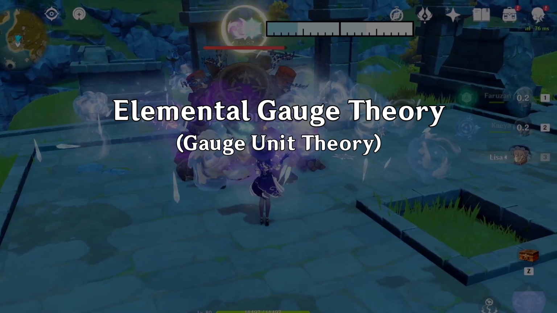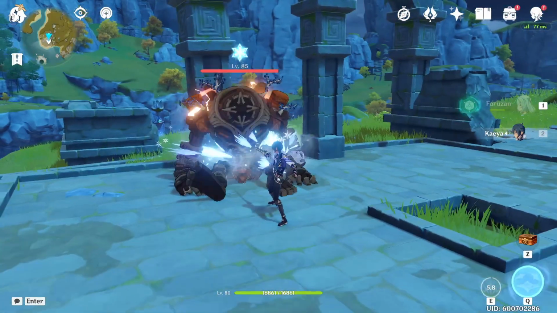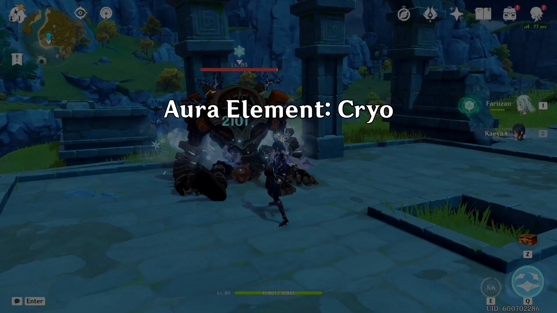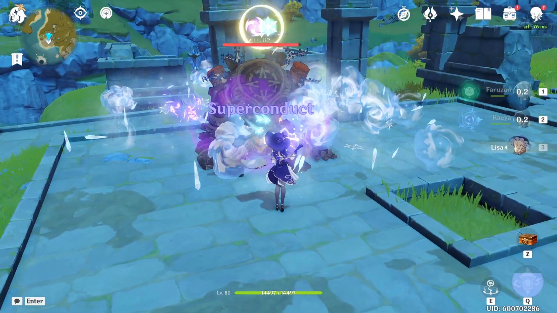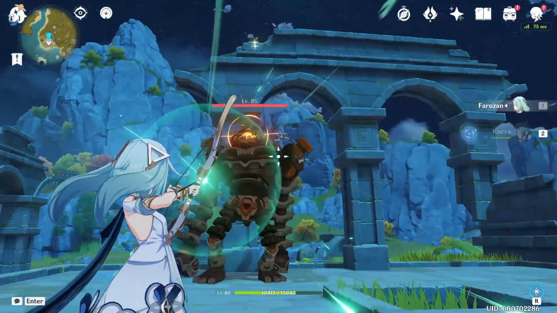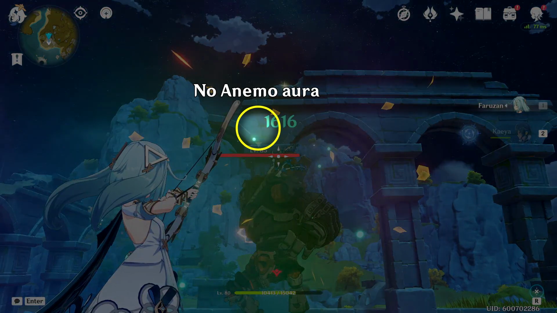Before we get into the details, let's first define some terminology. From this point on, when I apply an element on an enemy that isn't already afflicted by an element, I'll refer to that as the aura element. When I trigger a reaction against an enemy that already has an aura, I'll refer to that second element as the triggering element. It's also worth mentioning here that Geo and Anemo cannot apply auras on enemies. They can only be used as triggering elements. Now let's really get started.